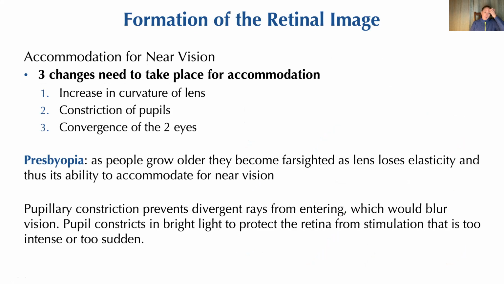So to have that accommodation, to see our near vision, we're going to have three major changes taking place. We're going to increase the curvature of the lens. We're going to constrict our pupil, miosis, okay?